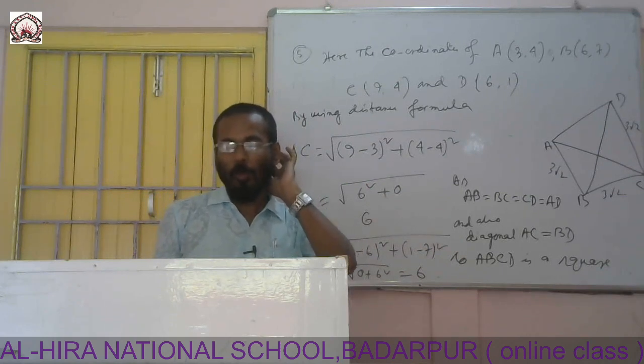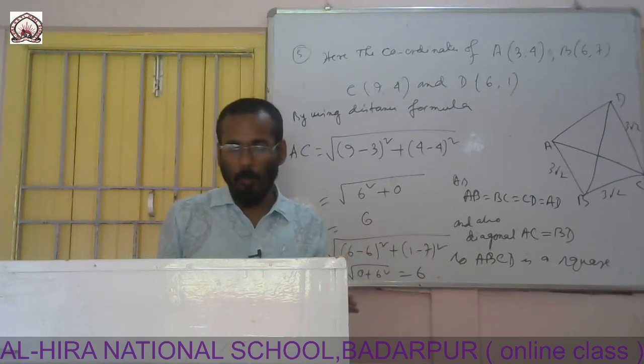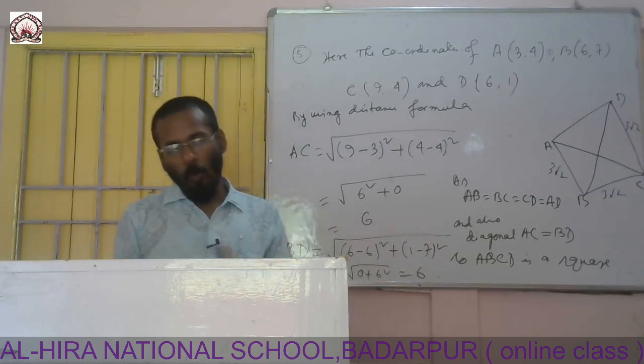Now question number 6. Question number 6 is: name the type of quadrilateral formed, if any, by the following points and give reasons for your answer. 4 points are given in each of 3 questions, and you have to show what type of quadrilateral it is. So a quadrilateral has 4 sides.